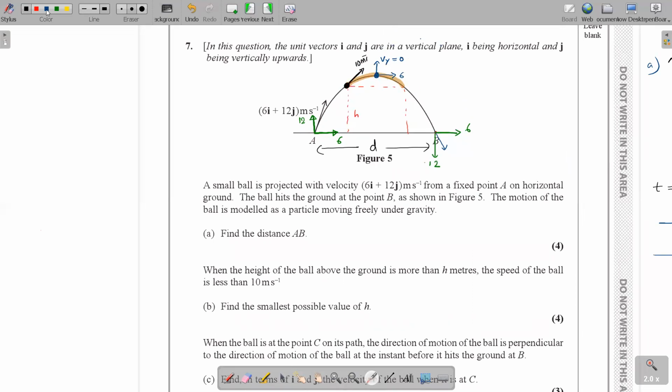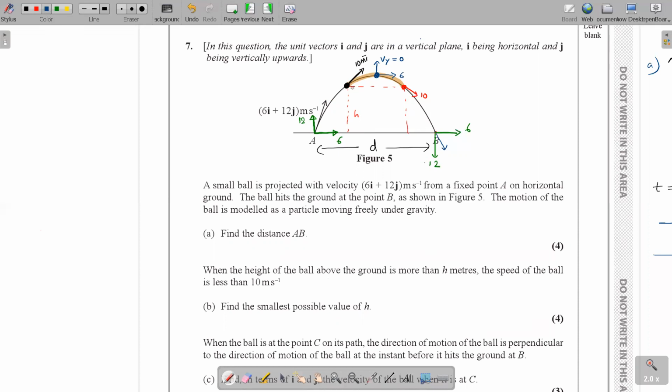So you come to the other end, the other symmetric side of this, and you again come back to the speed of 10. And then when you move down from this point, the speed is higher than 10. So in this particular region, the speed is lower than 10. In these regions, the speed is higher than 10. So we are supposed to find the smallest possible value of h. So this is the smallest possible h value.